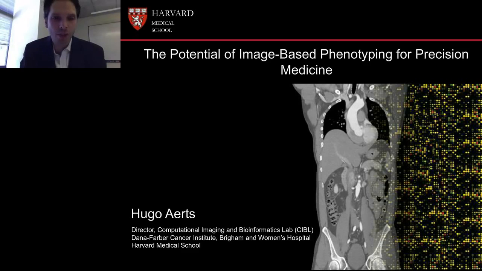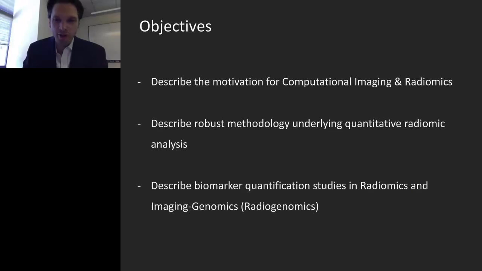All right, so in this presentation I have three main objectives. The first one is to describe the motivation for computational imaging and radiomics. So why do we want to do this? What do we think is going to be the role in cancer research? Also, we'll describe a robust methodology. So how are we doing this? How do we ensure that these biomarkers that we develop are robust, also across different centers and institutes? And at the end, I will give you some example studies that we have been doing with collaborators in radiomics and imaging-genomics, just to give you a flavor of the field.